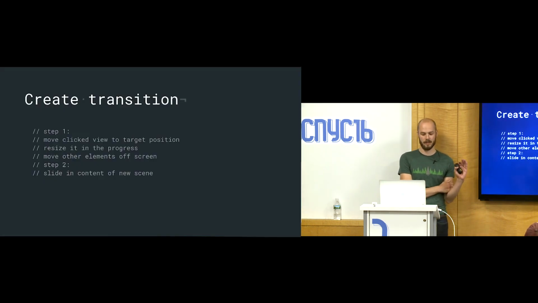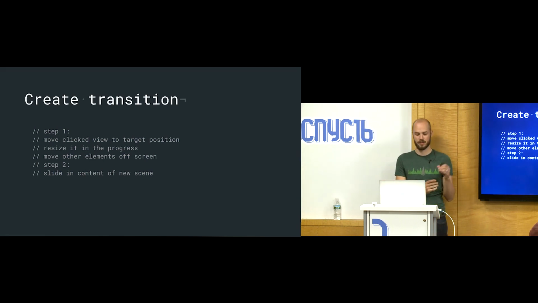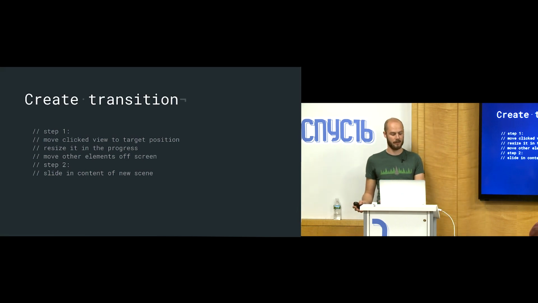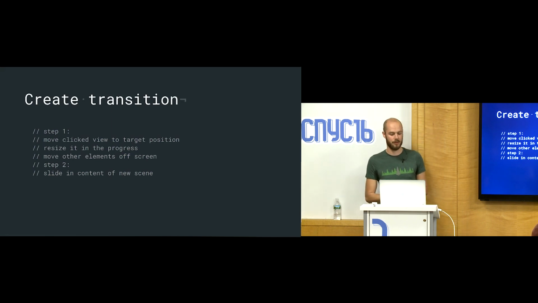Say the first step is I want to move the clicked view to a target position, and then I want to resize it while this happens. Then I want to remove all the other elements of the screen, but this should be simultaneous. So this is the first step of this transition. And on the second step, the new content will be slid into the new scene. So two distinct steps. What do we have to do?